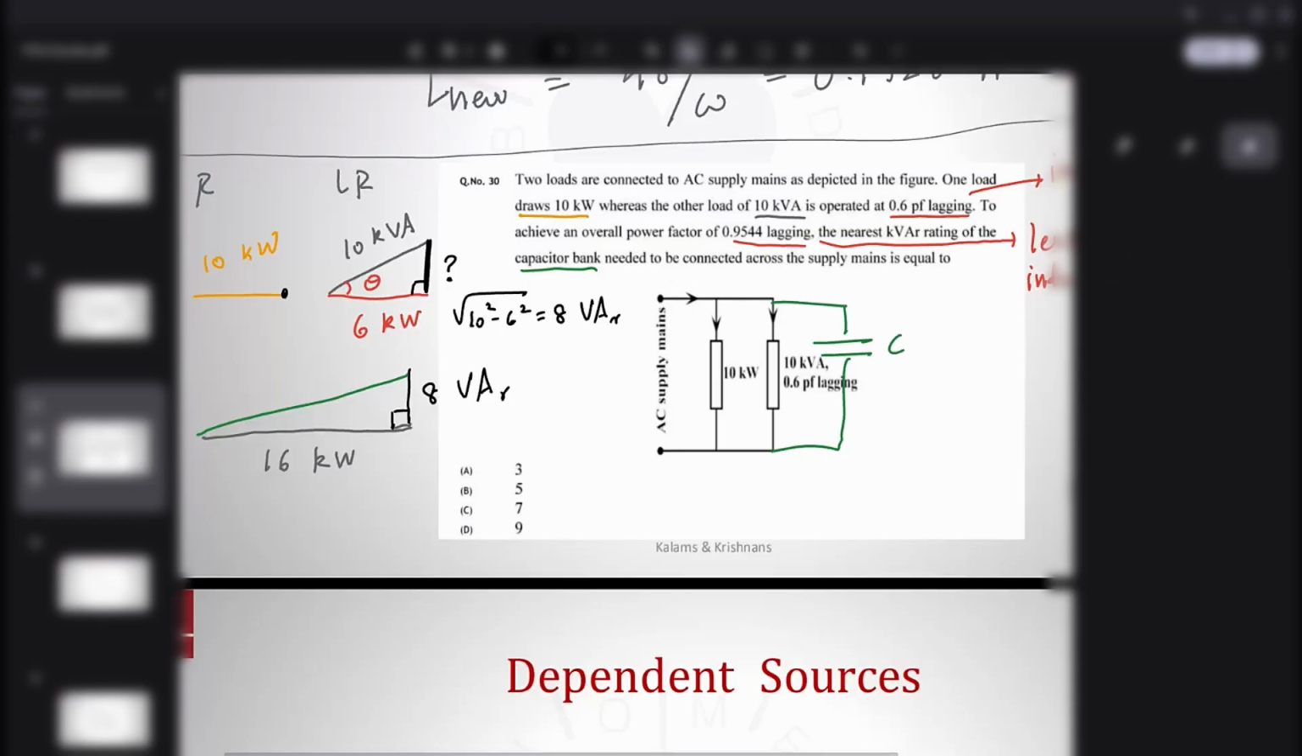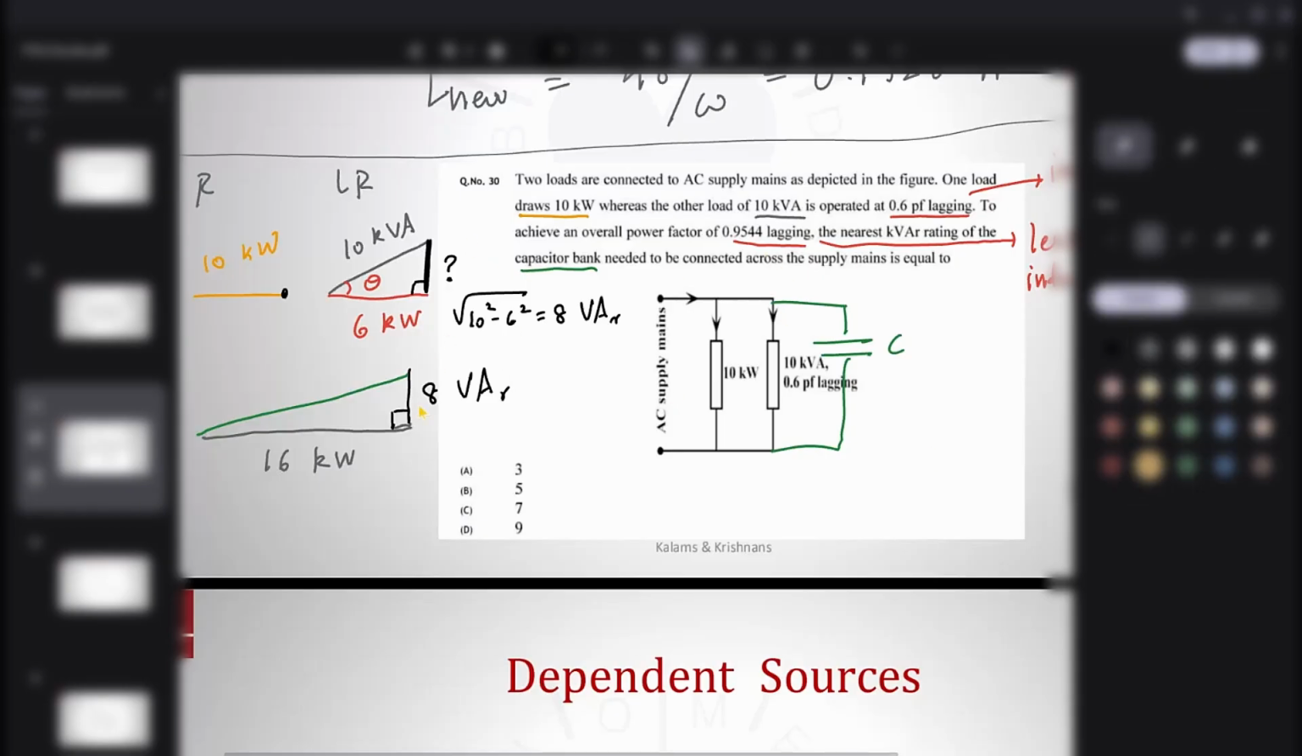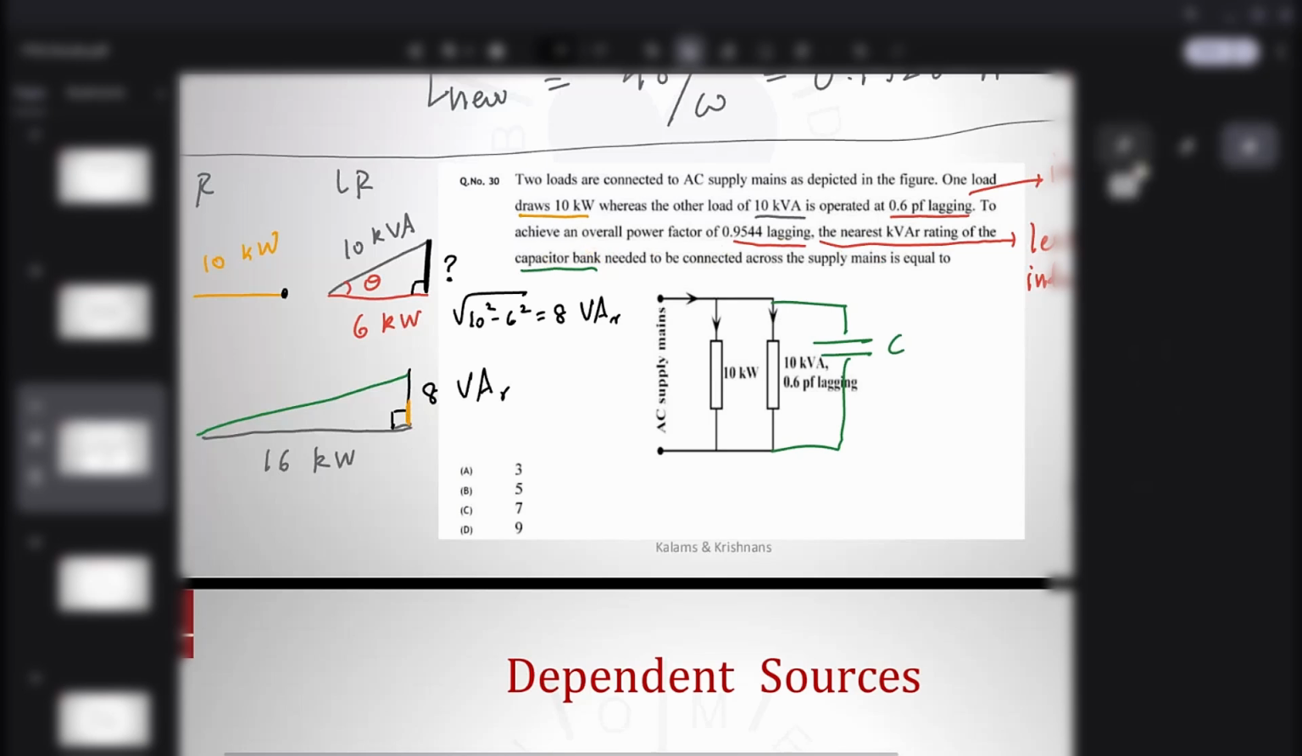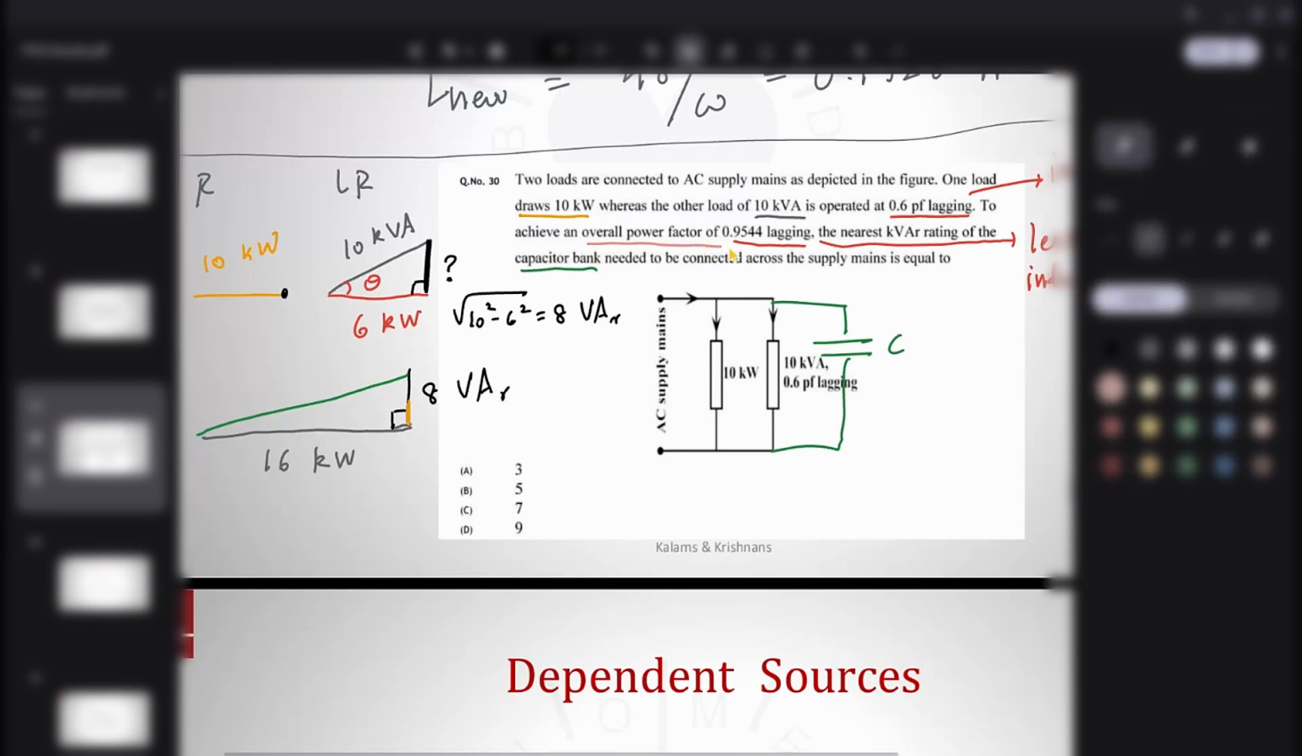Okay, so now it says, can you make this power factor better? Net power factor, overall power factor, can you bring it up? That is, can you convert this triangle by adding a capacitor? So only the height changes. What is the new height? You do not know that. You know the new power factor. The base remains a base. You are not adding a resistor, so the base remains a base.